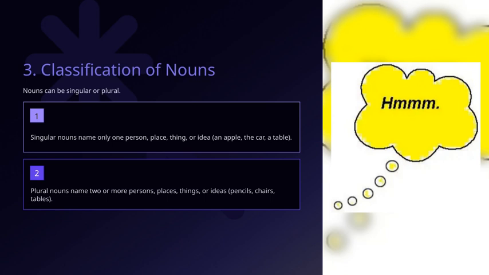On the other hand, plural nouns refer to 2 or more of the same kind. So you could have pencils, chairs, or tables. Recognizing whether a noun is singular or plural helps us communicate clearly and accurately, especially when we're talking about quantities or amounts. This is a fundamental part of understanding how nouns function within sentences, and it ties into the overall theme of how we classify and use different types of words in English.